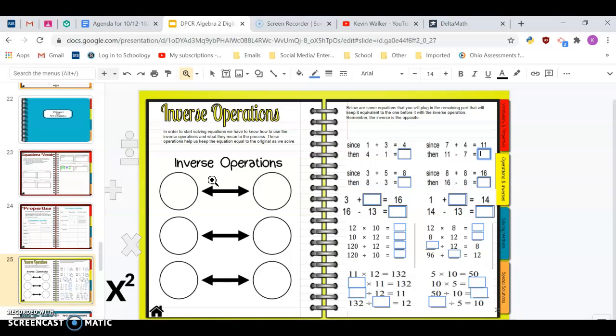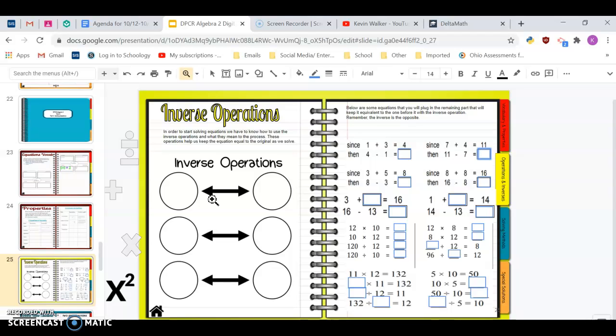This is going to be a quick video because this part of our notebook is only one page, so let's get into it. The inverse operations are the operations that are the opposite of each other, and we use them to solve any given equation.